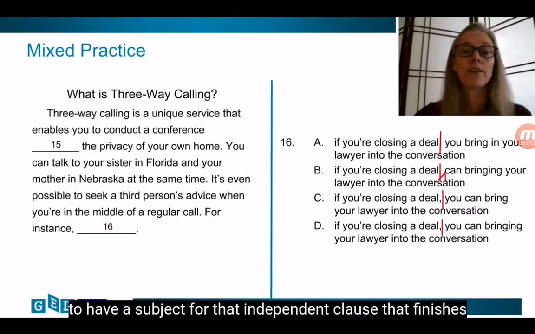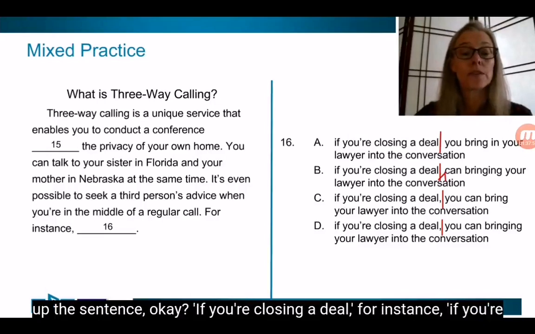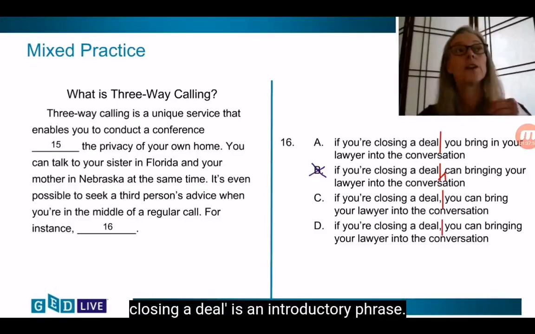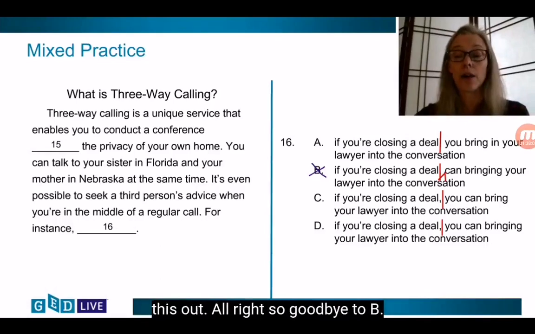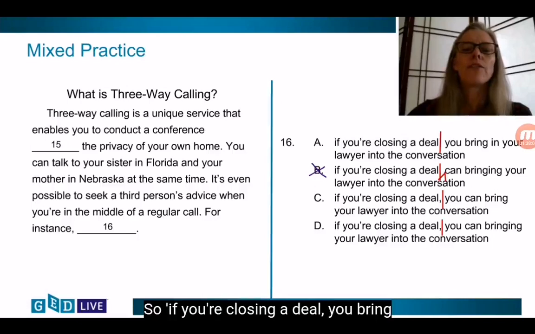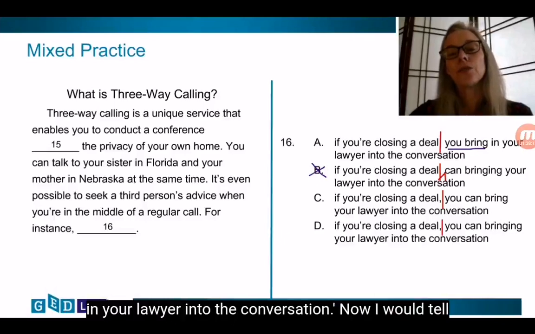You know that you need to have a subject for that independent clause that finishes up this sentence, right? If you're closing a deal, for instance, if you're closing a deal is an introductory phrase, we need an independent clause to finish this out. All right, so goodbye to B. So if you're closing a deal, you bring in your lawyer into the conversation.